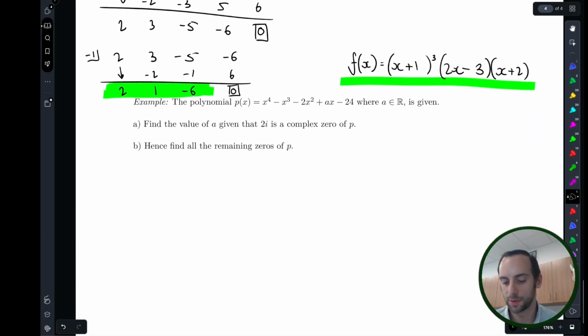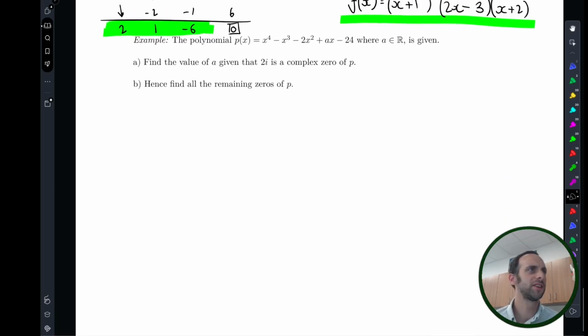for these polynomial problems. Last example in this set of notes, we're given a power 4 polynomial with a missing coefficient. We're told that a is real, so we know we've got that conjugate pair idea. And we're given one root or one complex zero of p. Okay? Well, we can instantly write down another root, and we know that we have roots of 2i. We should also have negative 2i as a root as well.